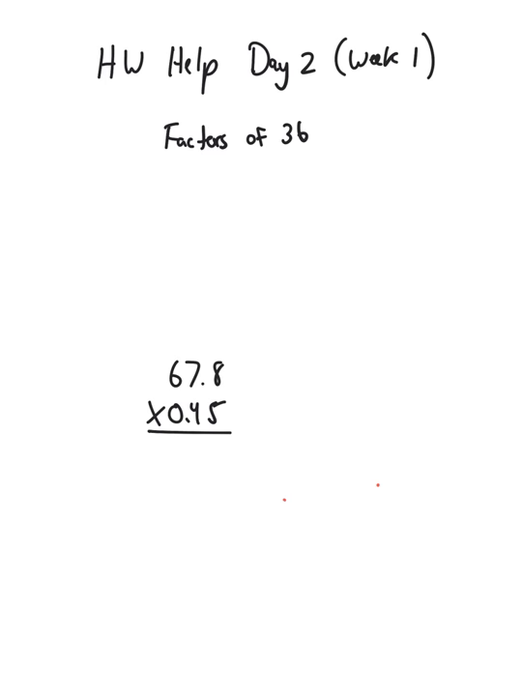So, factors of 36 are the numbers that multiply to equal 36. So, for example, 1 times 36. You always start with 1 and itself. Now, what we're going to do is go down and check each number to see if they go into 36. So, 2. Because 36 is even, 2 will go into 36.